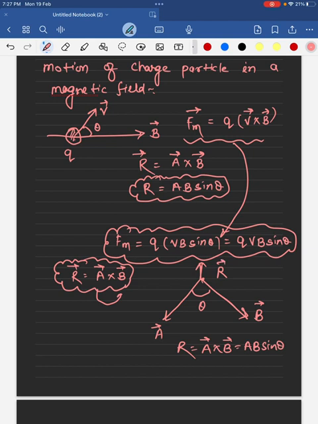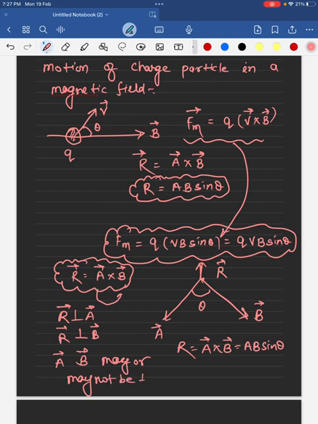Okay, it means that the R vector is perpendicular to A vector. Yes sir, you are right. The R vector is perpendicular to B vector. Yes sir. But are the A vector and B vector perpendicular? No, they may or may not be perpendicular.